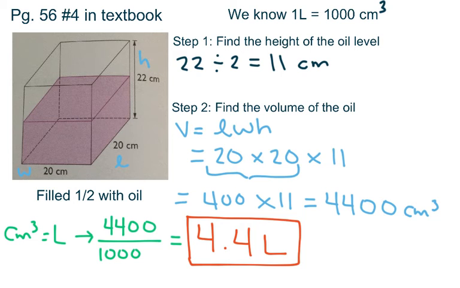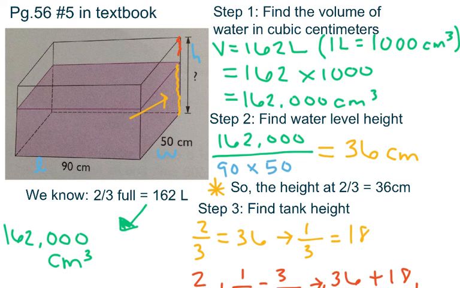Nice job, you guys. Okay, let's go ahead and take a look at number 5 in our textbook. So number 5 reads, a rectangular tank is 90 centimeters long and 50 centimeters wide. It contains 162 liters of water when it is 2/3 full. Find the height of the tank.